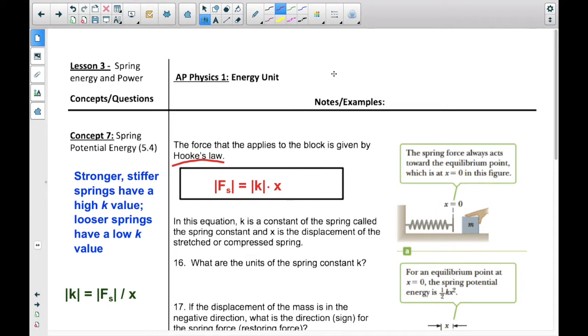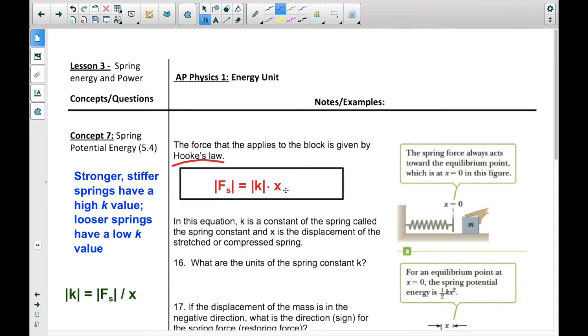Okay, let's talk about each of those components. The spring force is like how much force the spring is going to give. So you push down a spring and it pushes back. How much force is that going to give? The K is the spring constant. And as far as K's go, if you look over here in the margin, a stronger or stiffer spring is going to have a high K value, whereas a looser spring is going to have a low K value.